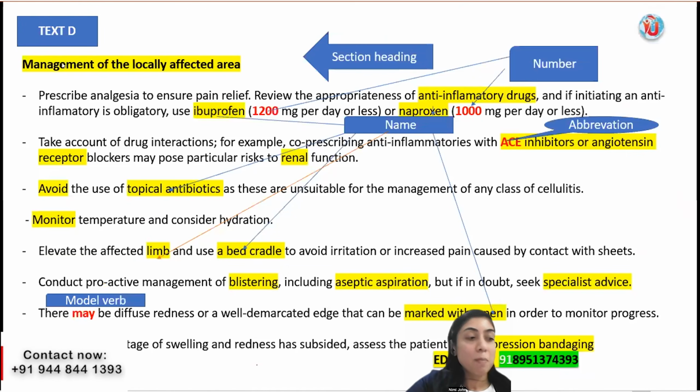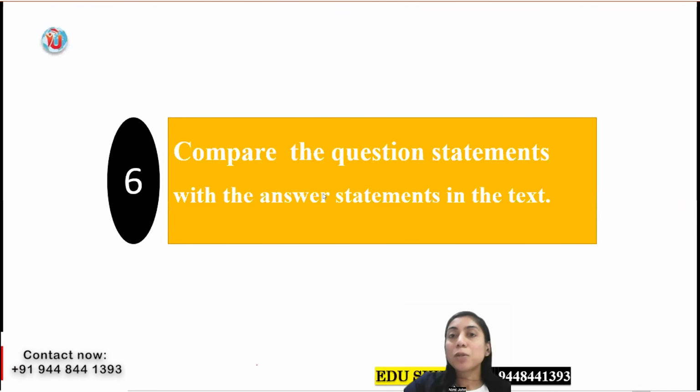Then the text D, management of a locally affected, and section heading number, and here the number and the medication name. Here something avoid and monitor limb. So these are the skimming and scanning for the test. Now we are going to the question part.